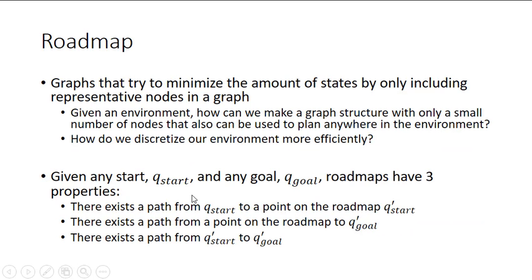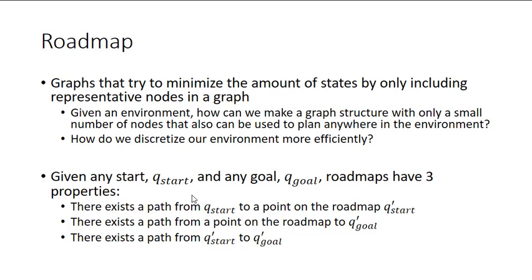So what we're going to talk about today are roadmaps. Roadmaps are graphs that try to minimize the number of states by only including representative nodes in a graph. So rather than a cell where almost every single XY location is a node, instead we just want to take a small number of nodes from the environment and say, hey, these are the nodes that we care about. These are the nodes that matter, and we're only going to use those to plan. So essentially, it's about how do we discretize our space more efficiently. If we can make it a discrete environment and represent it more efficiently, then we can plan faster.